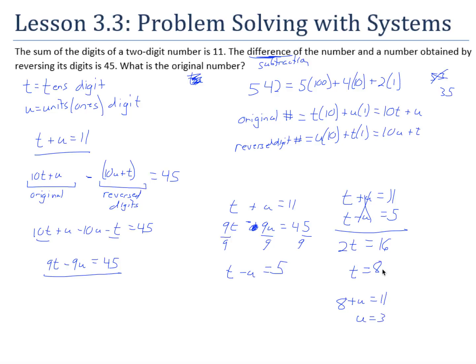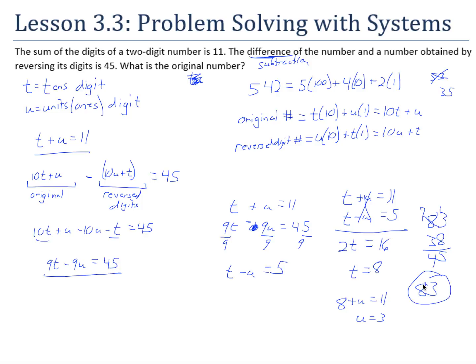Well, what does this mean? T equals 8, u equals 3. It asks what's the original number. Well, t is our tens digit, which is 8. U is the units digit, which is 3, so the original number would be 83. We can check really quickly. If we reverse the digits, it would give us 38. And in the problem it said, well, if we subtract 83 minus 38, we should get 45. 13 minus 8 is 5. 7 minus 3 is 4. So our answer is 83.